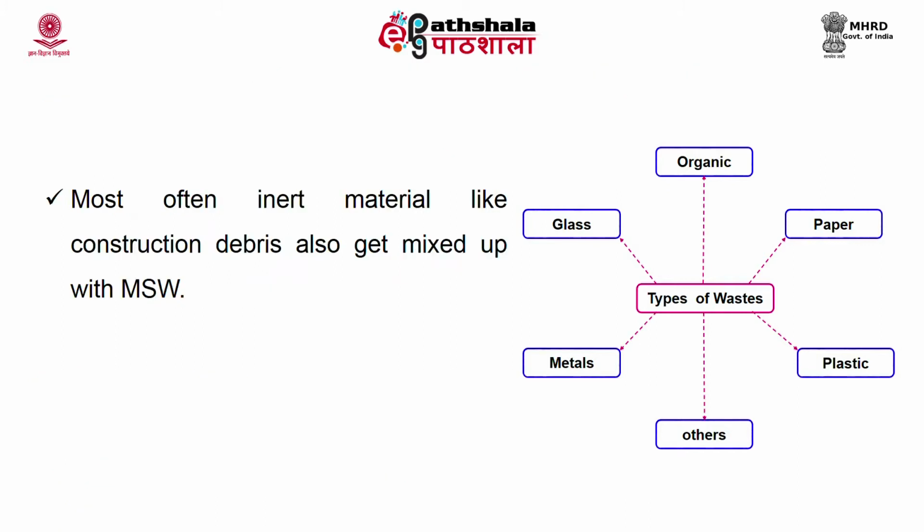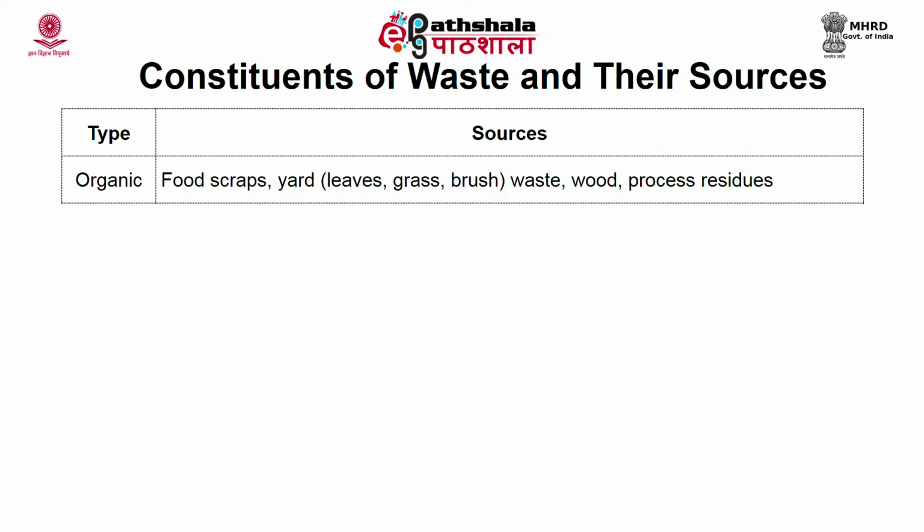Most often inert material like construction debris is also mixed with municipal solid waste. For example, organic waste is generated from food scraps and yard waste, that is leaf, grass and brush waste. Yard trimmings means every house will have some sort of a small kitchen garden, or there are a lot of lawns and parks. The waste generated from these areas is categorized as yard waste. Wood and other process residues are also included under organic waste.